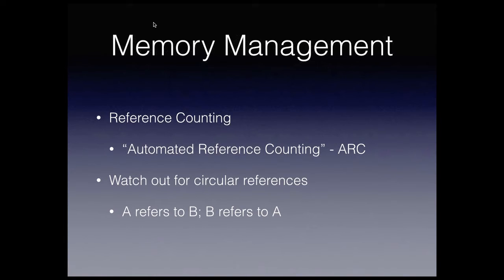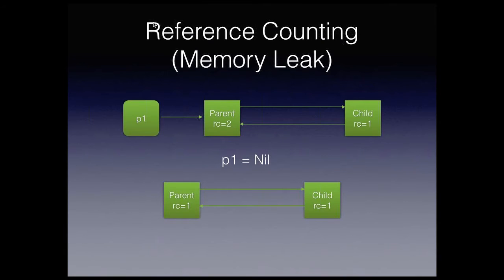However, in the case with reference counting, you do have to watch out for circular references. This is the situation where you have an instance such as A that refers to B, but B also refers to A. So the two items are both referring to each other, and there's no good way for the reference to get down to 0. So here's a picture of how this might work.